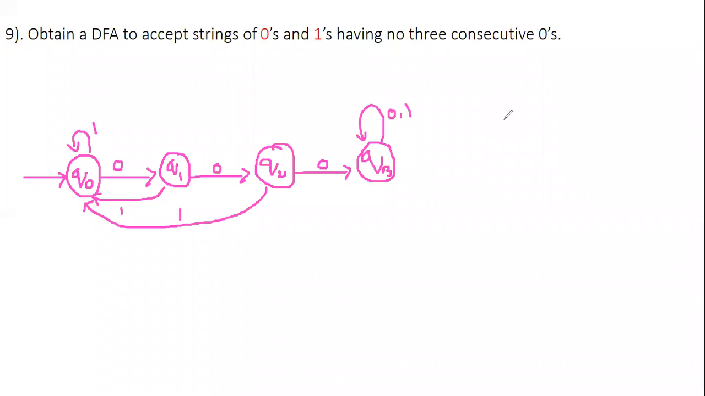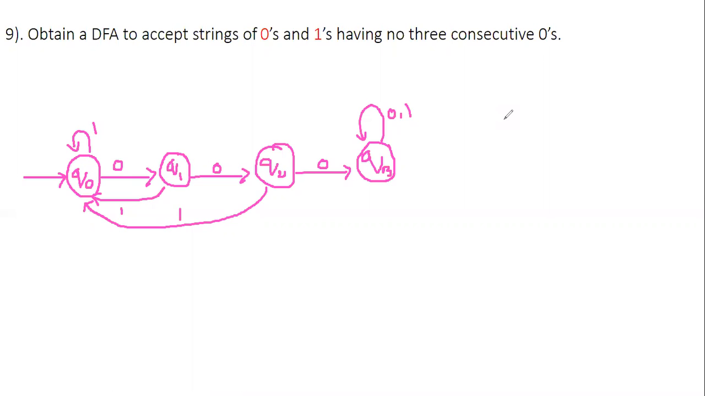Okay, students, we'll go for the ninth question, which is much similar to question number 8. Obtain a DFA to accept strings of zeros and ones having no three consecutive zeros. See, in the previous question, it must contain three consecutive zeros, then only it was able to accept it. But here, no three consecutive zeros. If there are more than two consecutive zeros, then it should be rejected over here.